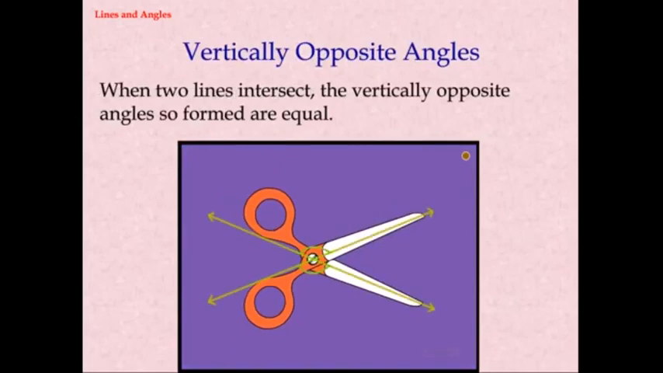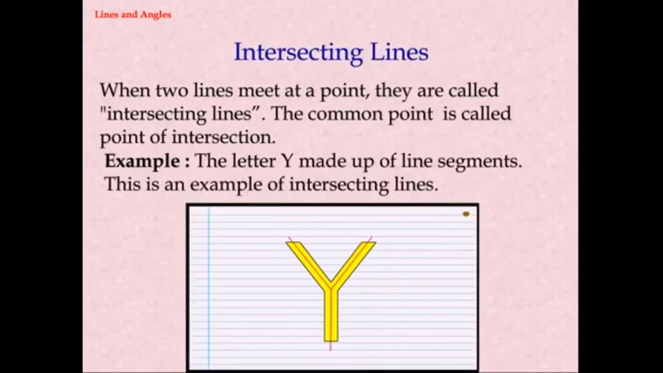Vertically opposite angles. When two lines intersect, the vertically opposite angles so formed are equal. Intersecting lines. When two lines meet at a point, they are called intersecting lines. The common point is called point of intersection. Example: the letter Y made up of line segments. This is an example of intersecting lines.